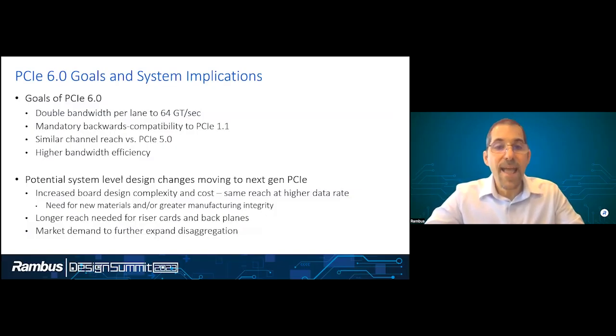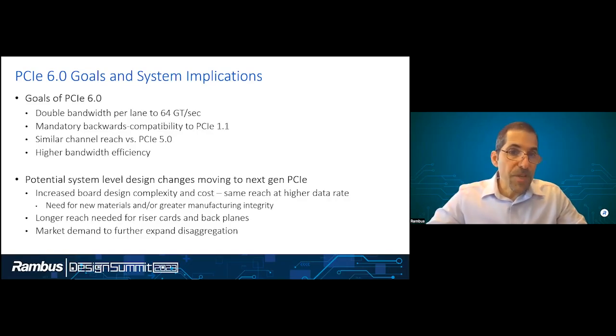So what implications do these changes, if you will, in moving to PCIe 6 have on the system design? Well, it's going to increase the board design complexity, and it's going to increase the cost. Having that same reach, the same travel distance, if you will, on the board, adding cards and so forth, and doubling that data rate and moving from an NRZ to a PAM4 is going to have an implication on the types of materials, design complexity, potentially layer count on the boards, and adding cards. So that adds cost, that adds complexity.